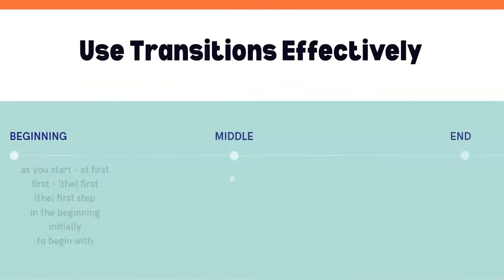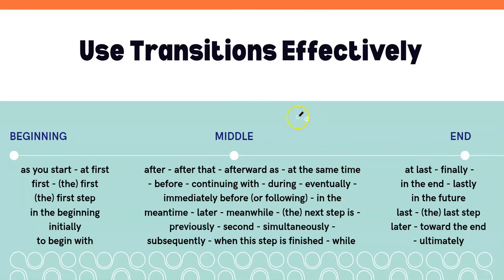Now, let's talk a little bit about transitions. We've talked about transitions before when we talked about unity and cohesion in an essay. Transitions are tools for maintaining the smooth flow of ideas. It's a cohesive device, and we need to ensure using it as usual in a process essay.